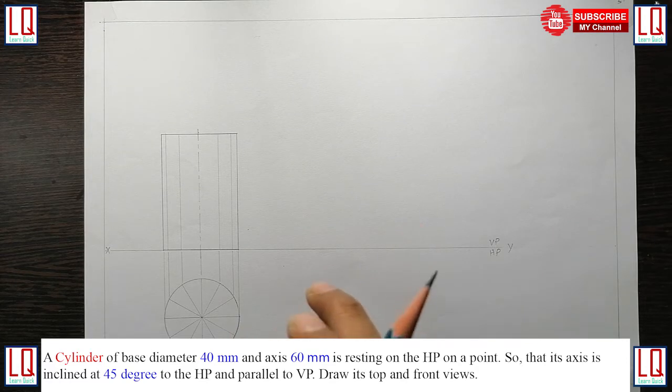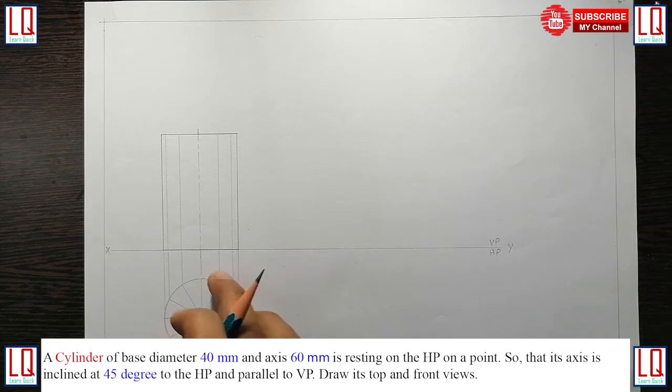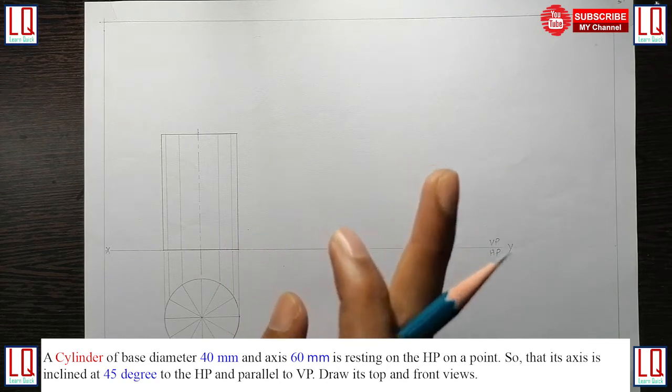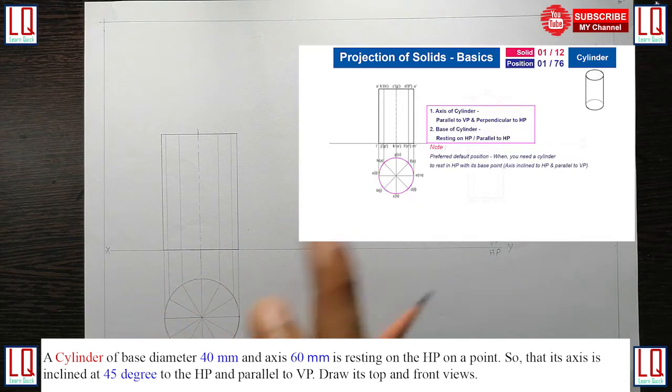In part 2, it is said the cylinder is resting on a point in HP. Since we consider a point in the base that is going to rest on HP, we have drawn the top view as a circle in HP. So that when I incline this cylinder to the right side or to the left side, the base is going to rest in HP. That is why we have chosen position number 1 of solid type 1 from the previous video lecture, projection of solids.